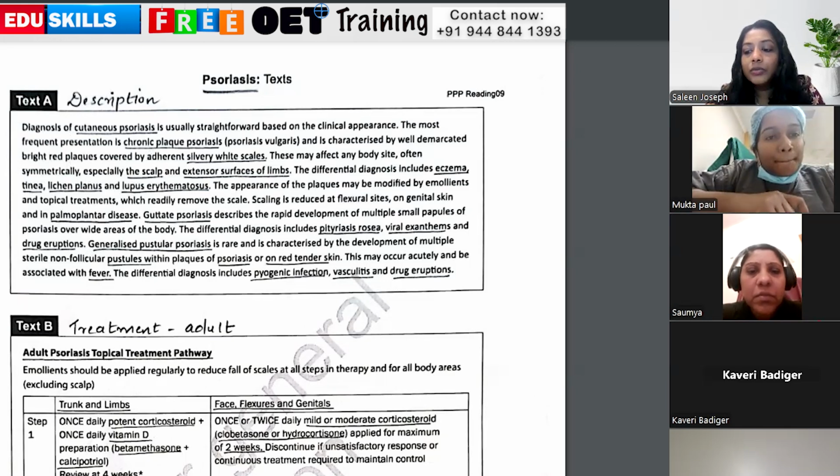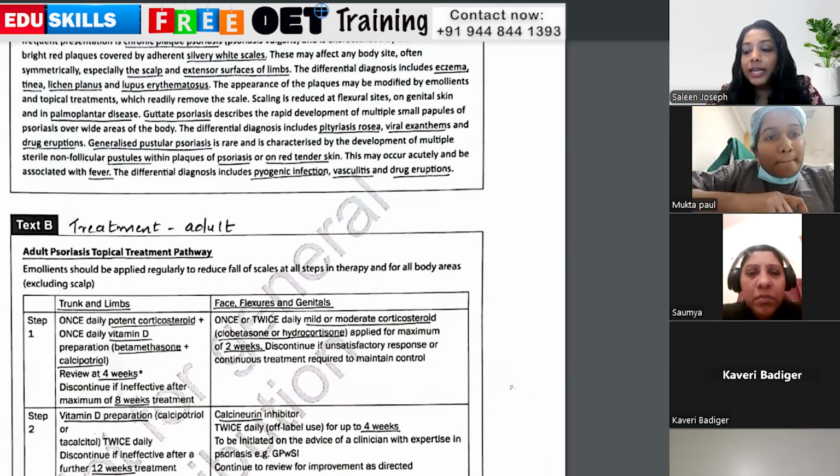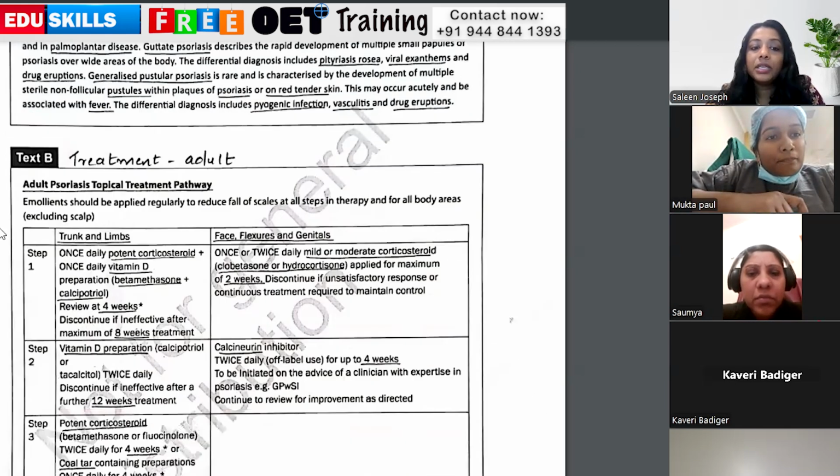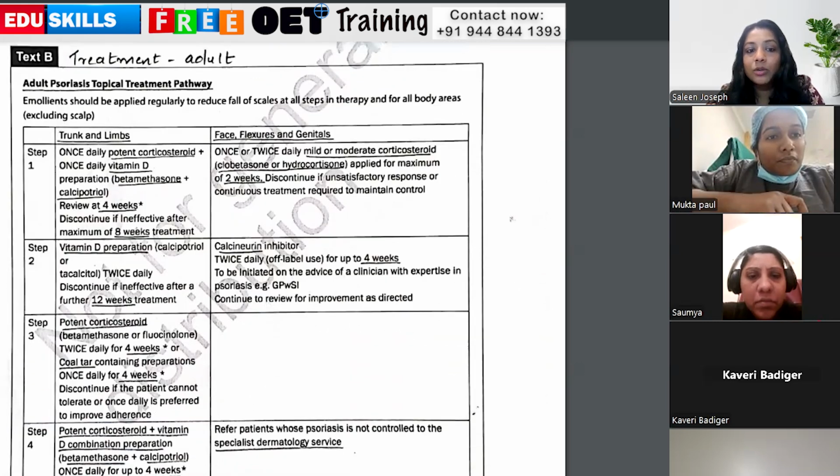Now we are moving to the next text, treatment. Here: adult psoriasis topical treatment pathway. So it's a topical treatment for whom? For adult psoriasis. There is no need to read all of this, because we know it's a treatment and it's a topical treatment.